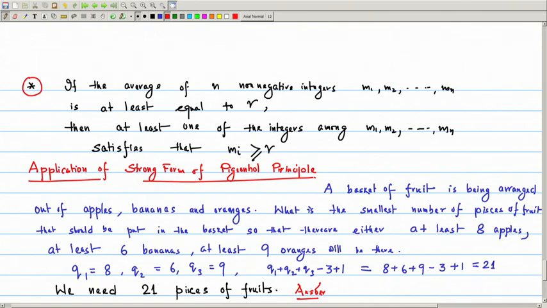So, with this we finish the concepts of the pigeonhole principle, the simple form, the strong form, and some of the applications of how we can solve problems using this principle. In the next lecture we will see again how the pigeonhole principle can be applied to some different types of problems.